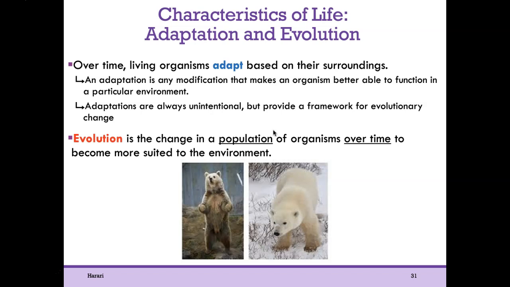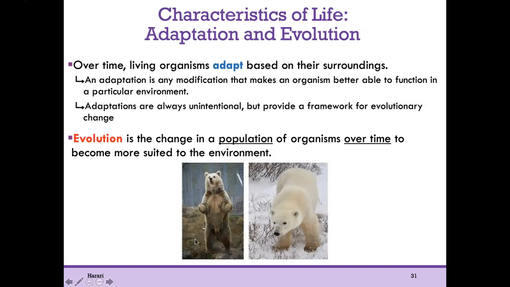And evolution is the change in a population of organisms over time to become more suited to the environment through adaptation. Evolution describes how populations change over time to become more suited to their environment by adapting. Again, this is a very complex topic. Evolution is not easy to explain, but I'm going to try my best here. And of course, you have read the book already, so the book hopefully gave you a good background. But evolution doesn't happen in an individual. It's the change in a population of organisms over time to become more suited to the environment.